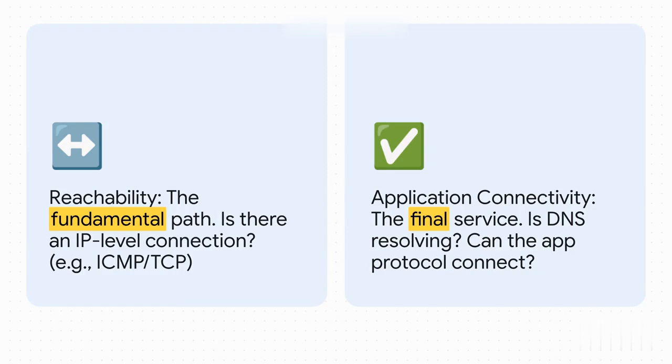Okay, this slide right here highlights a distinction that trips up so many teams. You hear it all the time, "but ping works?" Well, that's just step 1. That's reachability. It just proves the fundamental IP path exists. Application connectivity, though, that involves DNS, specific protocols, the service itself, the whole shebang. We always solve for the fundamental path first.